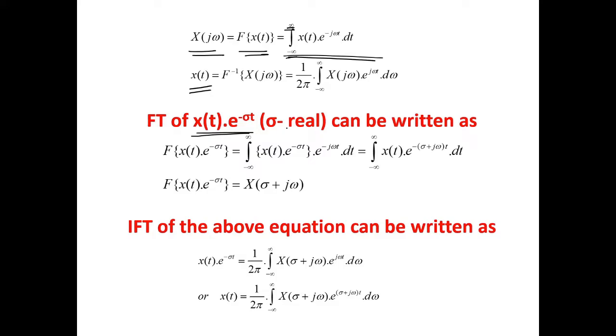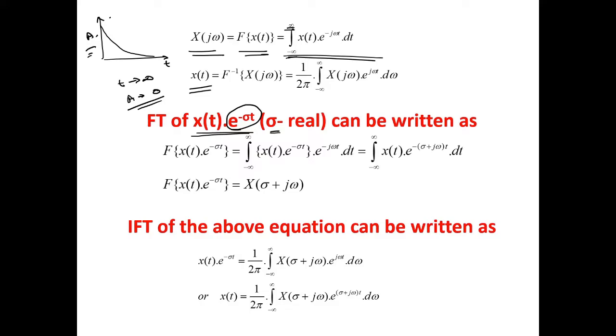Now, say for example, I take a signal x of t multiplied by e to the power minus sigma t, where sigma is real. What is happening over here? This e to the power minus sigma t is an exponentially decaying signal. So at t tending to infinity, the amplitude would tend to 0. If you multiply something with 0, even an exponentially growing signal, it would come out to be 0. So just by multiplying with the factor e to the power minus sigma t, we have been able to make the signal bounded.